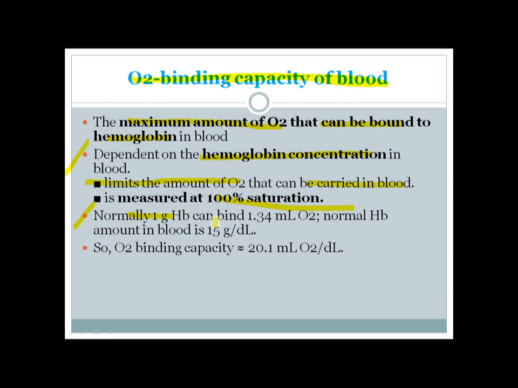Normally 1 gram of hemoglobin can bind 1.3 milliliters of oxygen, and normal hemoglobin concentration in blood is about 15 grams per dl. So if 1 gram binds 1.3 ml, 15 grams would bind about 20 milliliters of oxygen per deciliter of blood. So this is the typical oxygen binding capacity at a normal hemoglobin concentration.